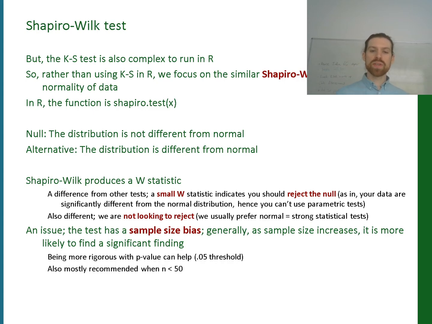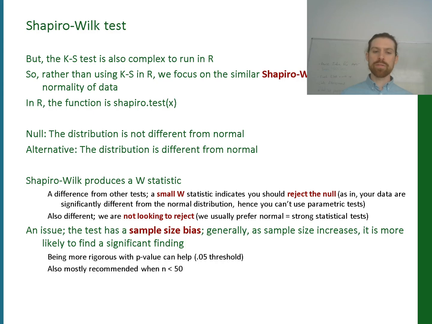So the null hypothesis in this case is that the distribution is not different from normal. Okay, that's fine. That's consistent with the other things that we've looked at so far. And the alternative hypothesis is that the distribution is significantly different from normal. Okay. Although the Shapiro-Wilk's test does have some slight differences. Okay, so here we're looking for a W statistic, and it's slightly different from the other tests because a small W statistic indicates that you should reject the null hypothesis. So this is different from the other approaches that we've been taking.